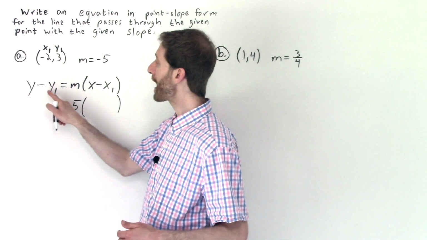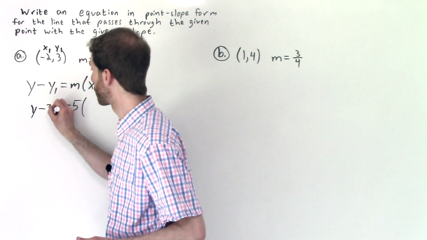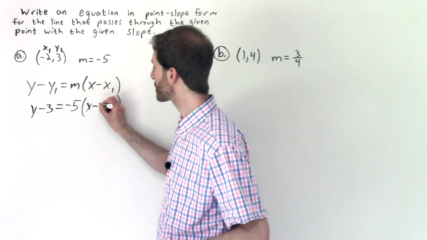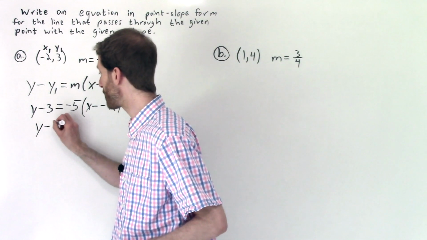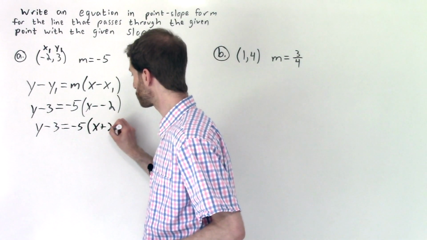So y minus y1 will be y minus 3. And then x minus x1 will be x minus a -2. And we can simplify the x's. We'll have y minus 3 is equal to -5 times x plus 2.